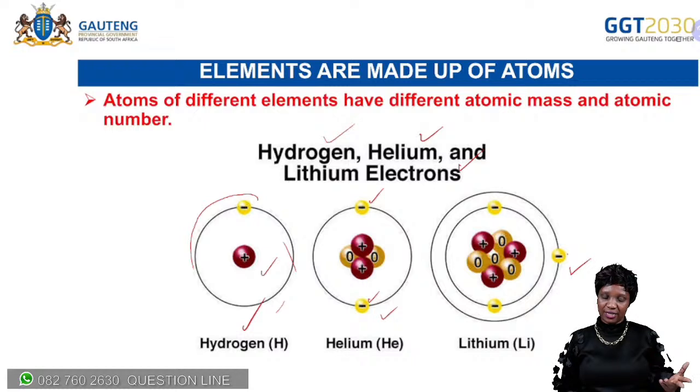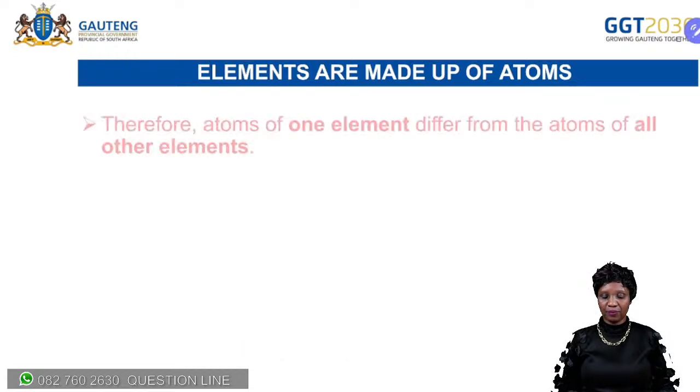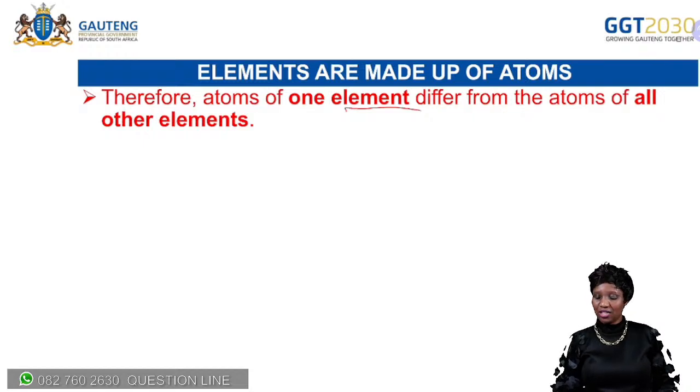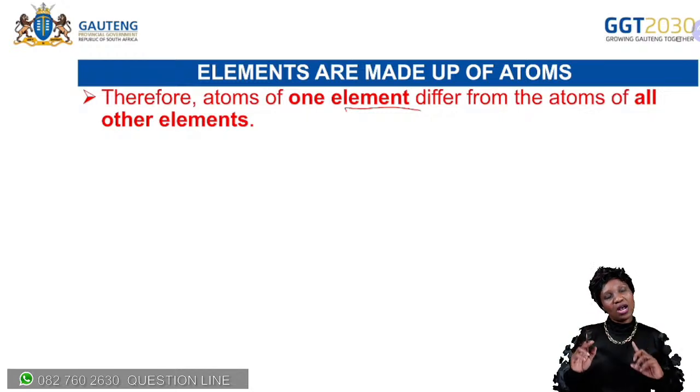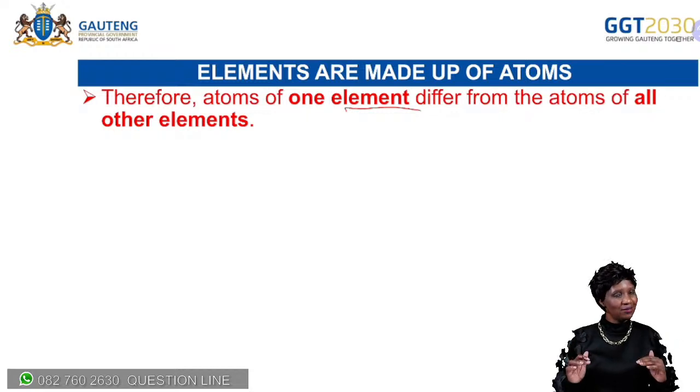All right, we've already said atoms of different elements have different atomic number and even the atomic mass. And then atoms of one element differ from the atoms of all other elements. That's why we are saying elements are unique. They are different. All right. Because the atomic structure is different.